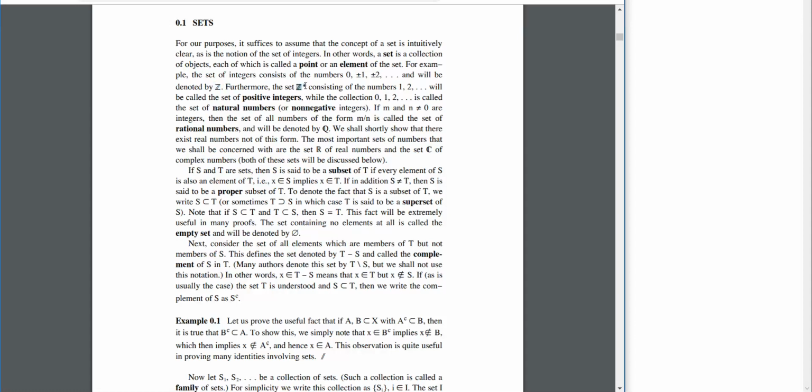Z plus is only positive numbers, while the collection 0, 1, 2 is called the set of natural numbers, or non-negative numbers. So Z plus is basically the same as the positive integers, and the natural numbers are the non-negative integers. If m and n, with n not equal to 0, are integers, then the set of all numbers of the form m over n is called the set of rational numbers.